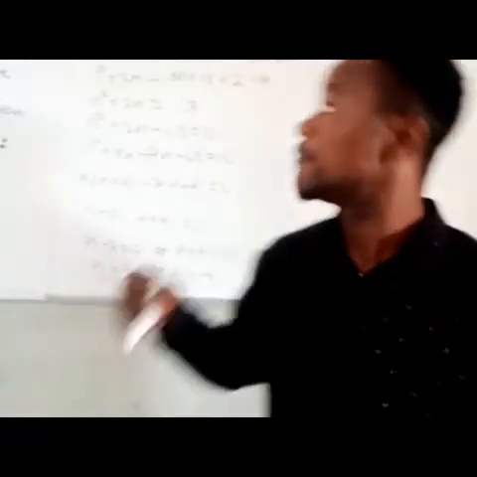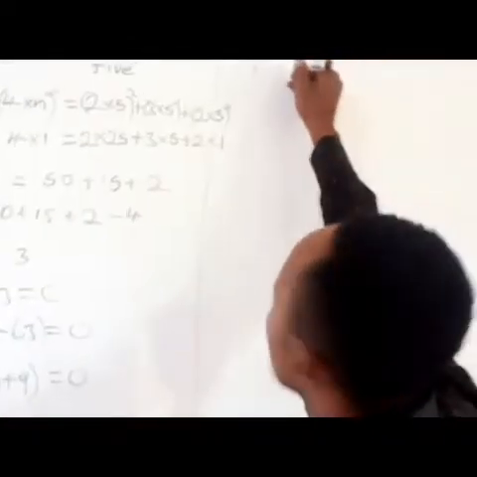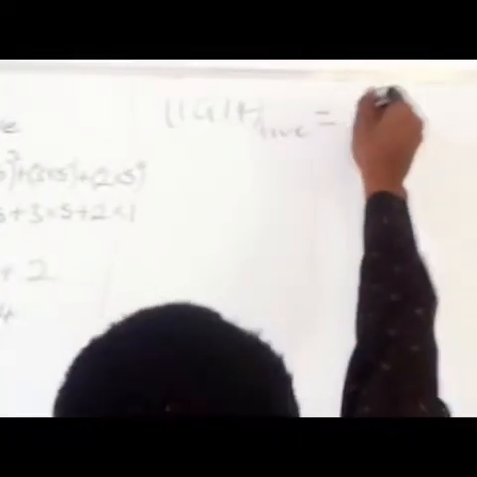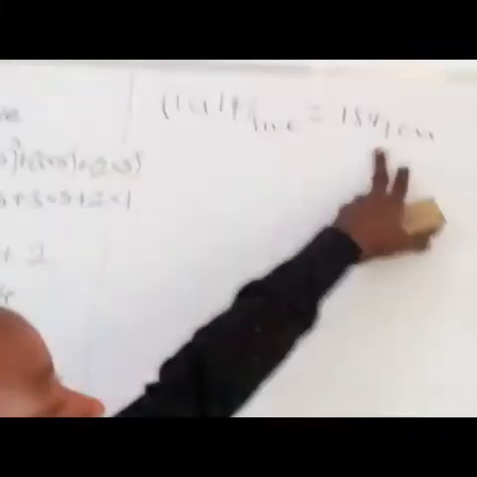So let's solve the second question. This one, the D part, that is 1 q. We have 1 q here. 1, 4 is 5, of course, is equal to 1, 8, 4 is 10. Okay, now let's look at this. In this question here, there is no need for us to work in base 10 because the number is already in base 10.